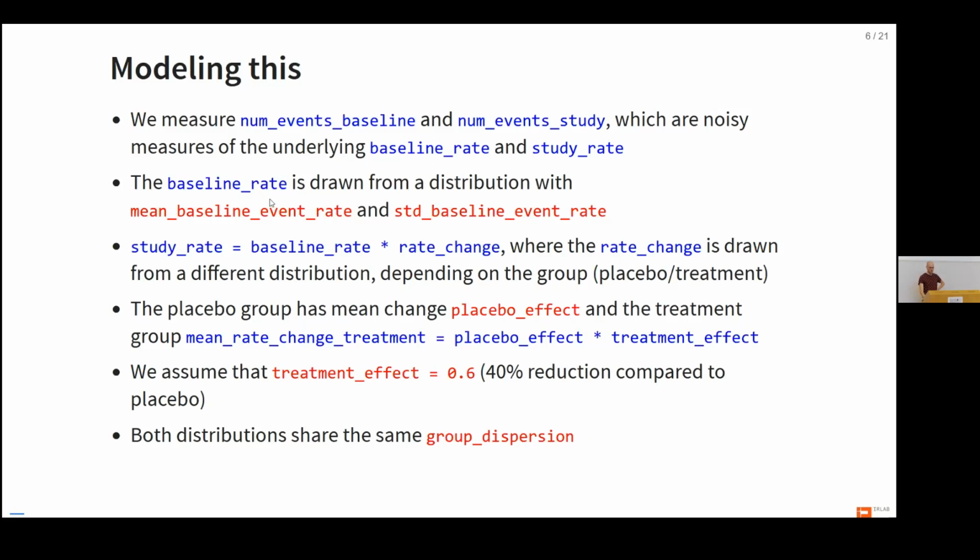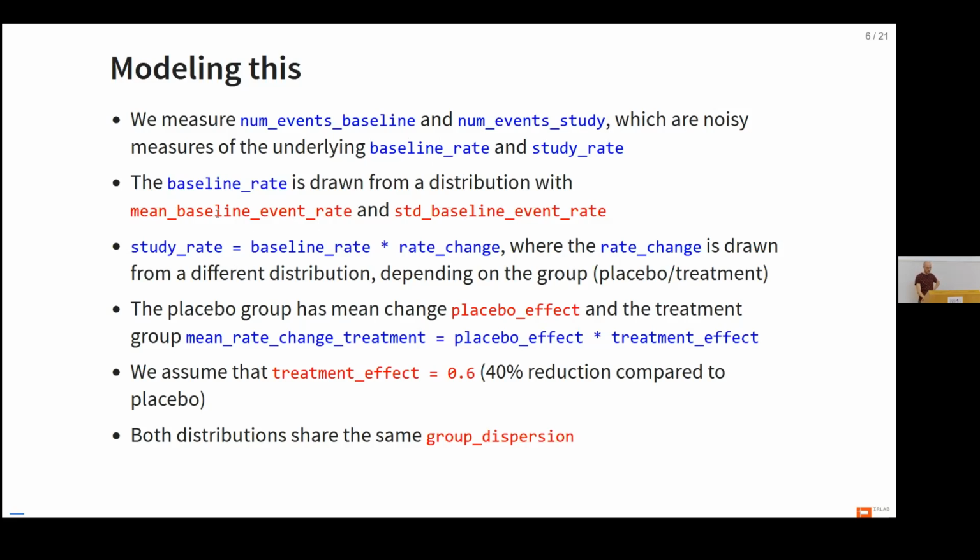And then we assume that the baseline rate is drawn from some distribution with unknown mean and unknown standard deviation. So here the variables in red are the hyperparameters, the global parameters that define the model and that we care about. Basically, the parameters we care about.